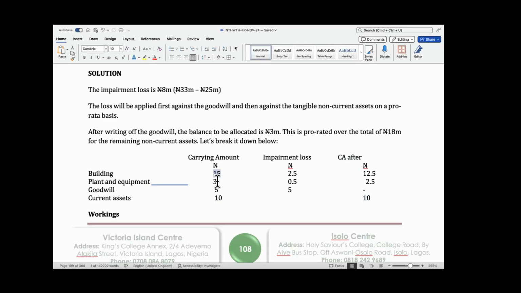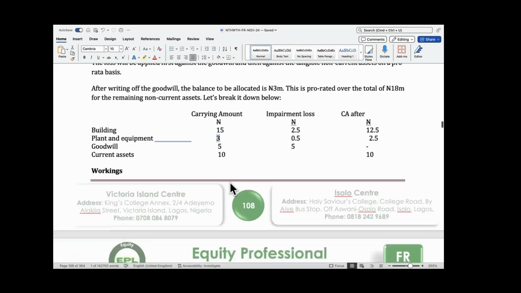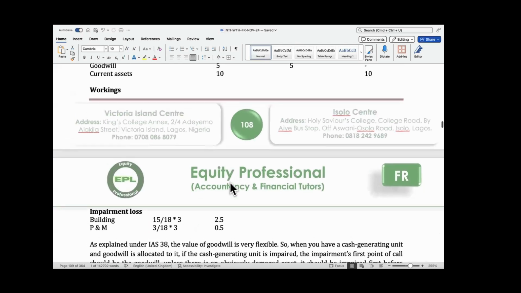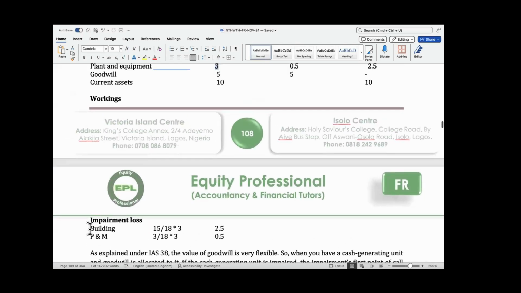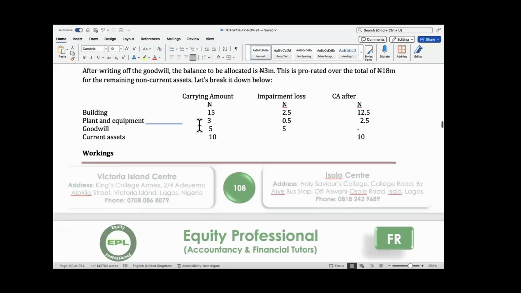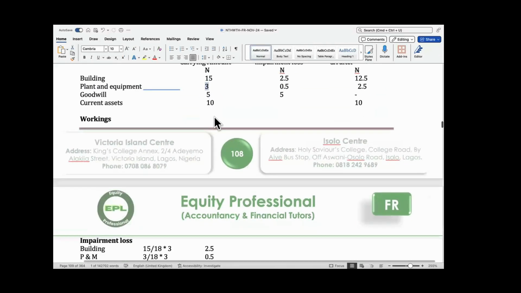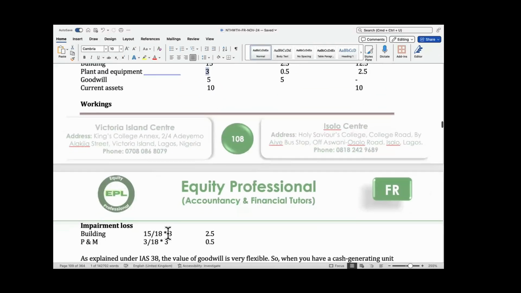Building and plants. The remaining 3 million, we are going to share it among those two. Look at the workings of what we mean by pro rata basis. For building, it will be 15 over 18 times 3. This 18 is the total of the two. It's like we're using ratio. It's like 15 ratio 3. So building will take 15 over 18 times the remaining impairment of 3 million.